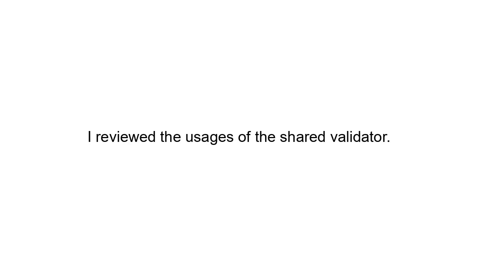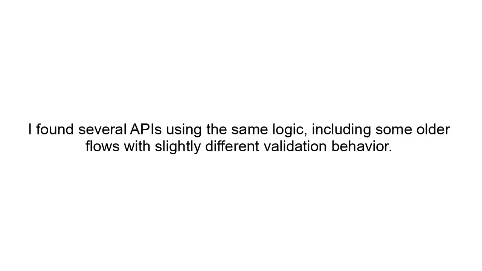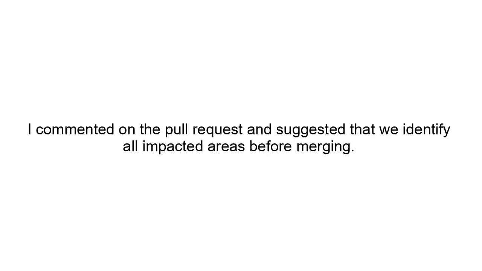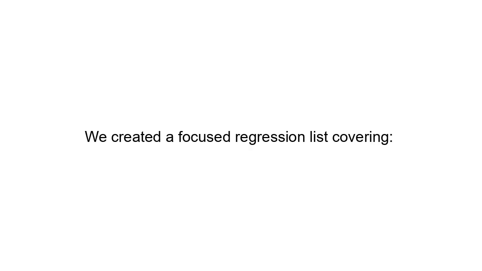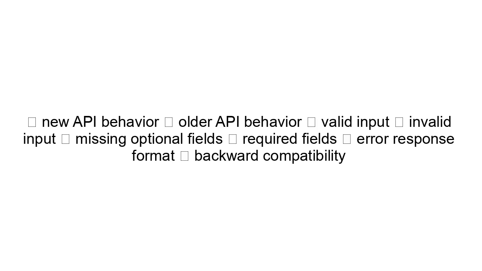Action: I reviewed the usages of the shared validator. I found several APIs using the same logic, including some older flows with slightly different validation behavior. I commented on the pull request and suggested that we identify all impacted areas before merging. I also discussed it with the developer and QA. We created a focused regression list covering new API behavior, older API behavior, valid input, invalid input, missing optional fields, required fields, error response format, backward compatibility.